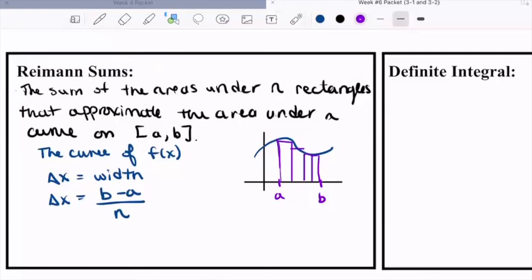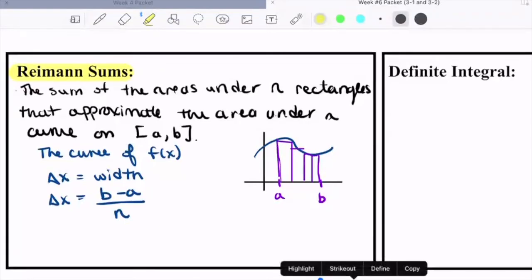rectangles. So again, in the previous videos, we looked at a specific method for creating those rectangles, but in general, a Riemann sum doesn't specify the method. So what we were looking at before were Riemann sums with left endpoint rectangles or with right endpoint rectangles. But in general, a Riemann sum is just a way of computing or estimating area by chunking up what we want into rectangles.